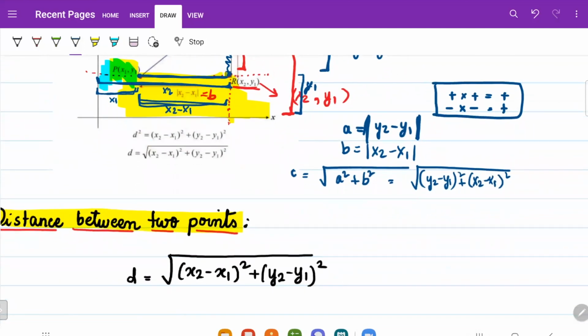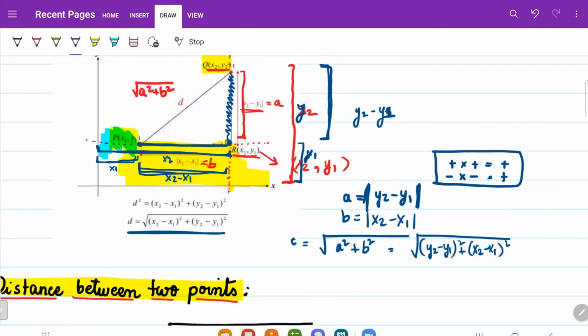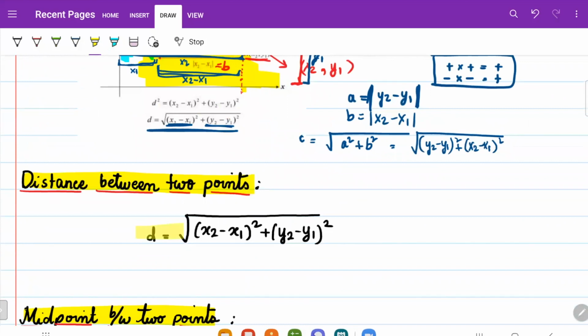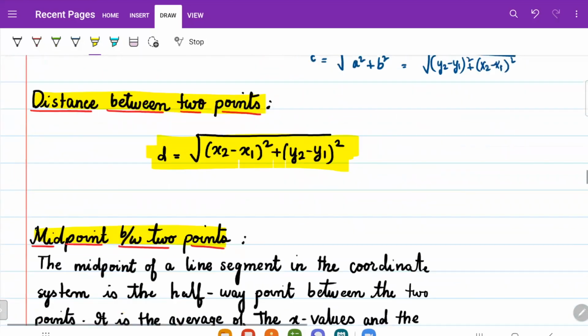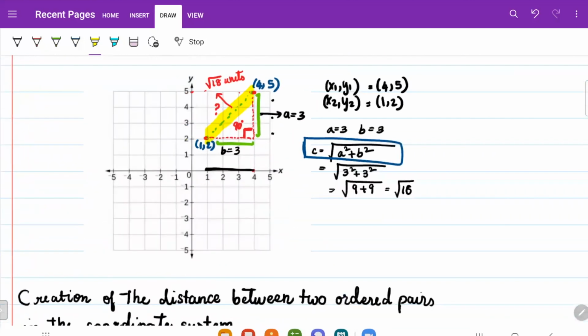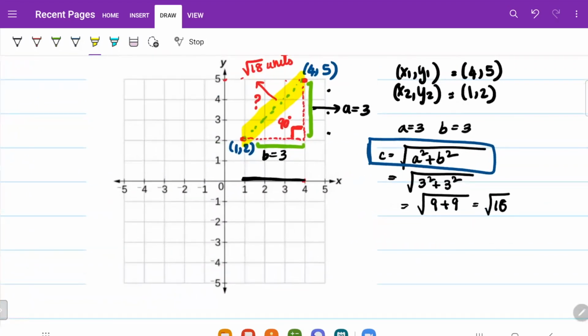So this is the formula, as you can see here, where d is the distance of the hypotenuse, which is square root of the change in the x coordinate squared plus the change in the y coordinate squared. Yes, this is again the same formula, which is given here. And let us now find the distance between these 2 points using the distance formula.